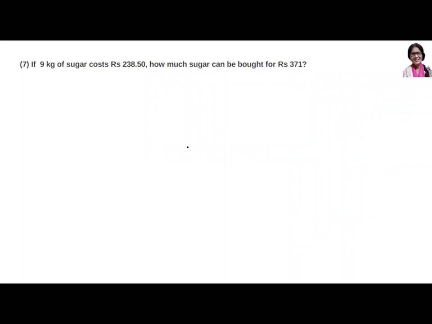Question seven. If 9 kg of sugar costs rupees 238.50, that is 238 rupees 50 paisa for 9 kg, how much sugar can be bought for rupees 371? That means what are the variables? One is kg of sugar, one is cost. And if you buy more kg of sugar, you will have to pay more cost. So they are in direct proportion. How much sugar can be bought? So we will take that as x.